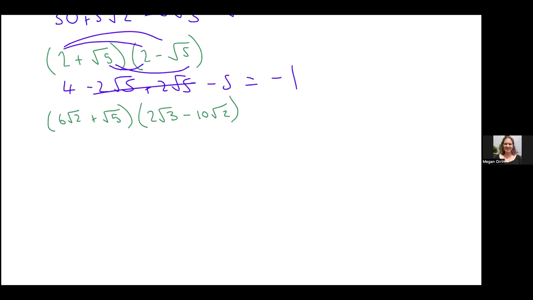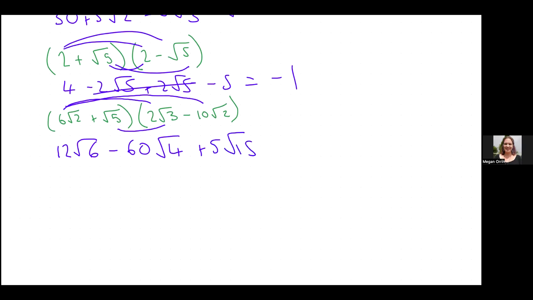So I'm going to multiply the outsides and the insides. So I have 12 root 6. Same thing, multiply the outsides. So I've got negative 60. Multiply the insides. I've got 4. Then I multiply this one, right? So I'll simplify that next. So then I have 2 root 15. Sorry, I saw the 5. So 2 root 15.